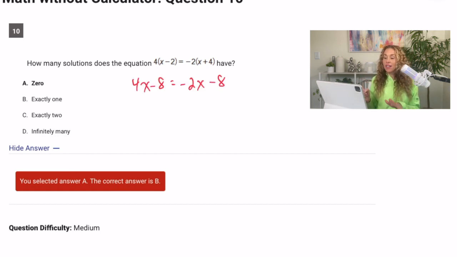Okay, what I see is the coefficients in front of the x's are different. So both sides aren't the same. It's not infinitely many. Coefficients aren't the same, where constants are different, so it's not no solution. This is just a one solution situation. You can go to solve it. You can combine like terms. You'll be able to get a value for x.